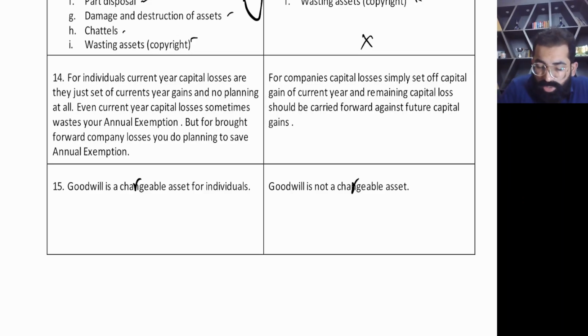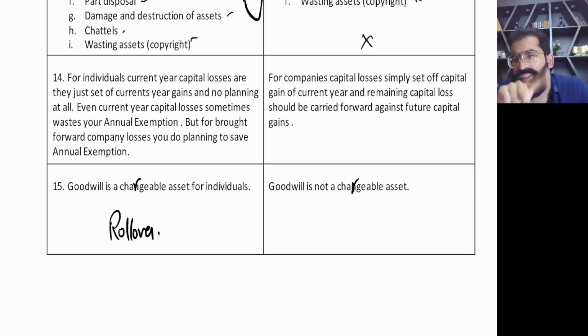Hope you remember the conditions of rollover relief. In rollover relief, you sell an existing business asset and you buy a new business asset. So both assets must be business assets, and both must belong to one of these categories. Number one, land and building used in the business. Number two, fixed plant and machinery. And number three, goodwill. For individuals, goodwill is a chargeable asset, but for companies, goodwill is not a chargeable asset, so you need to skip goodwill from the rollover relief conditions.